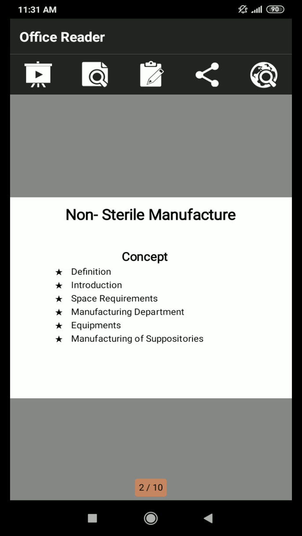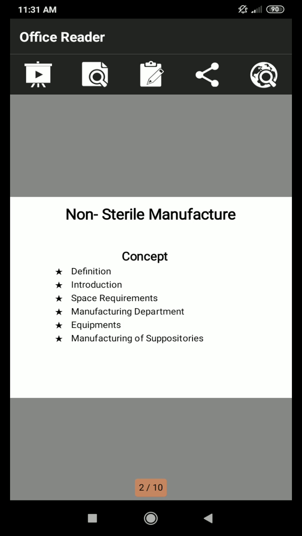Firstly, what is the definition of non-sterile manufacture? Non-sterile manufacturing is concerned with fabrication of dosage forms except parenterals, which is carried out according to standards laid down under Schedule M and N of the Drug and Cosmetic Act 1944. Then the introductory part of non-sterile manufacture.